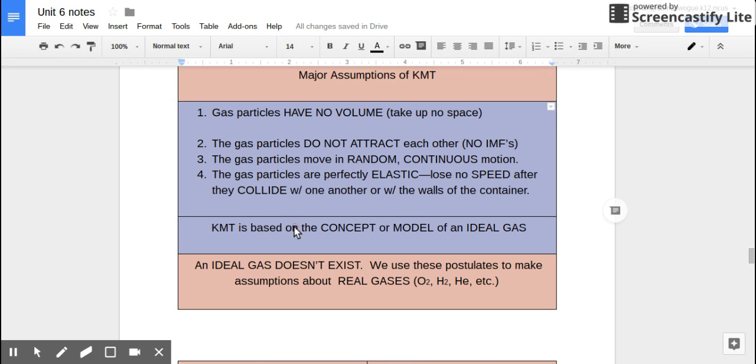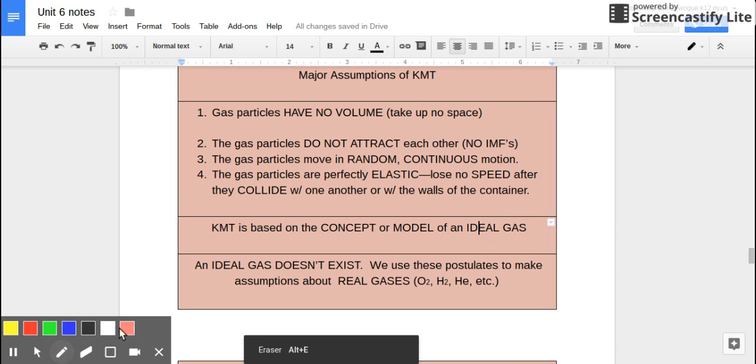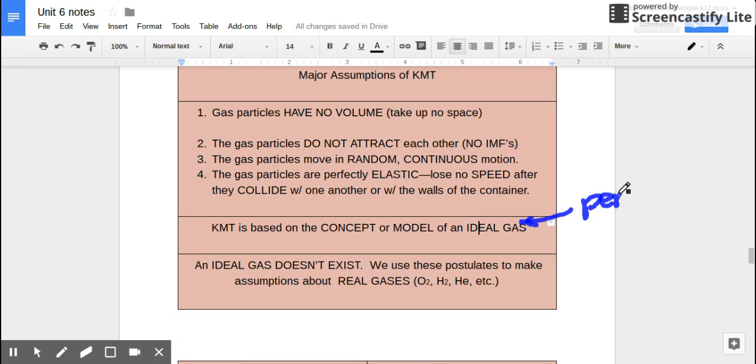Kinetic molecular theory, KMT, is based on a concept or a model of an ideal gas. That means a gas that is perfect. Are there any perfect gases? Perfect gas. Let me make that smaller. Okay, there are no perfect gases. There are no gases that do all four of these things perfectly. Okay, there are two gases that come close to being ideal. They are hydrogen and helium.